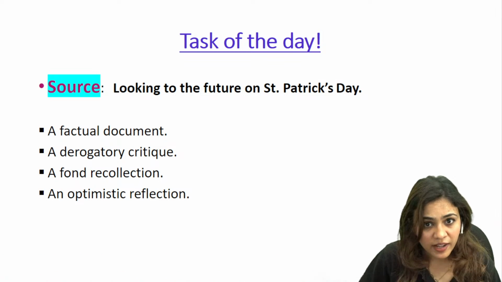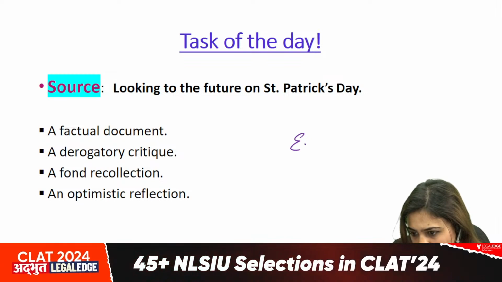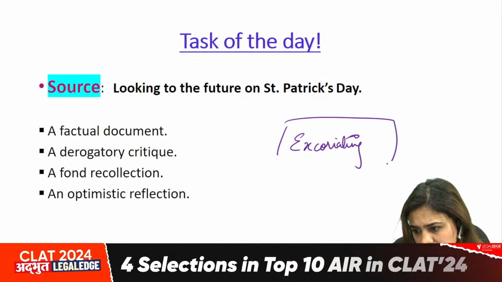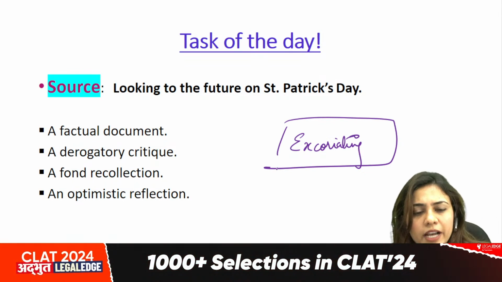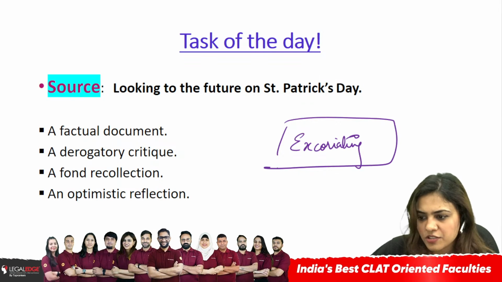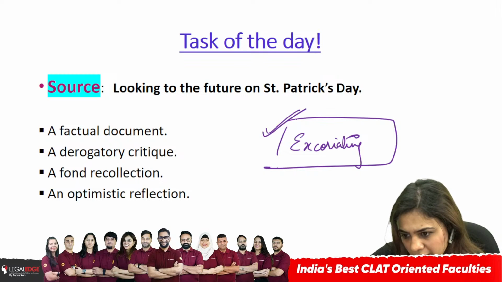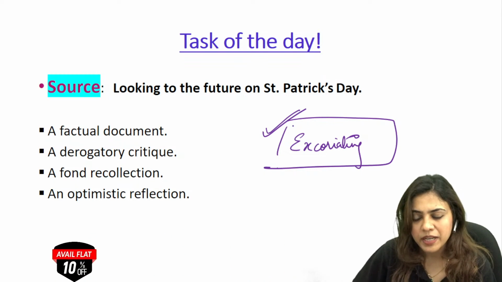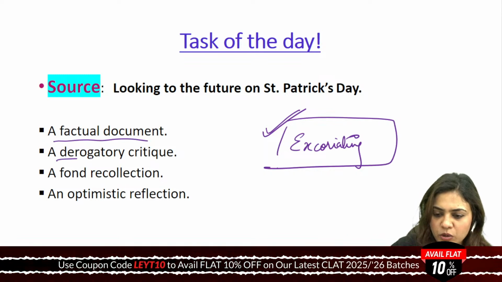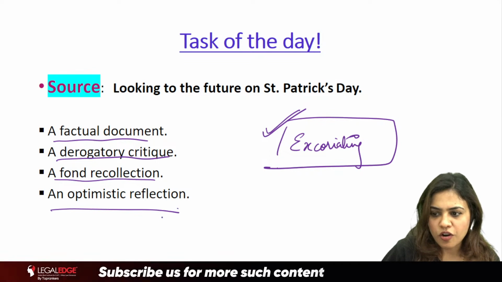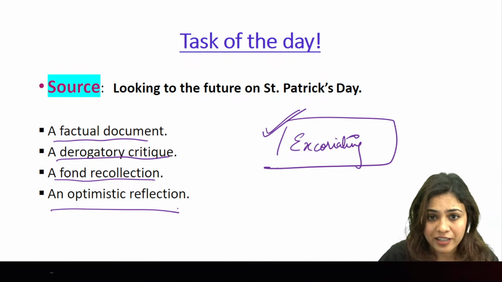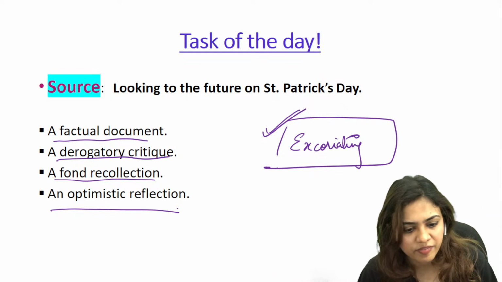And if you do not know the answer, by the way, of the previous quiz, it was excoriating. I already had discussed the meanings. So if you remember, excoriating is critical, right? So that was the answer for the previous quiz. I don't know how many of you have got it right. By the way, when you read this particular article, do let me know what could be the source of this article. Is it a factual document, a derogatory critique, or a fond recollection, or an optimistic reflection?